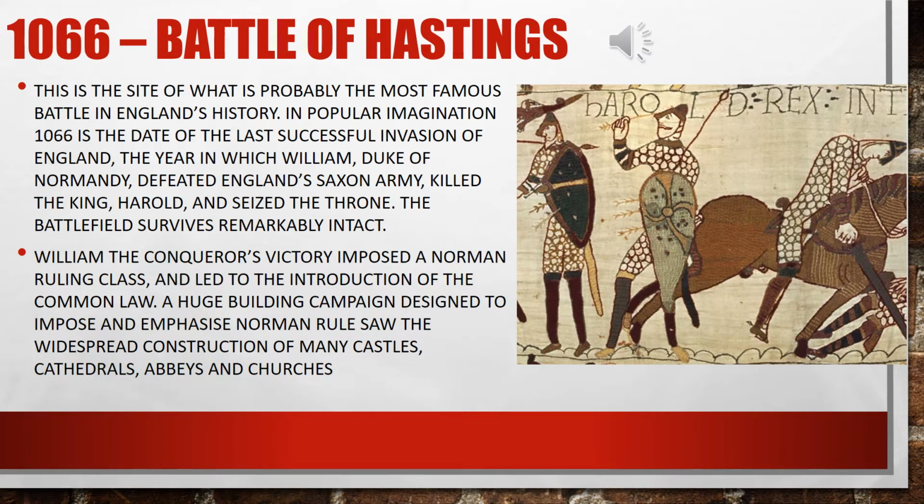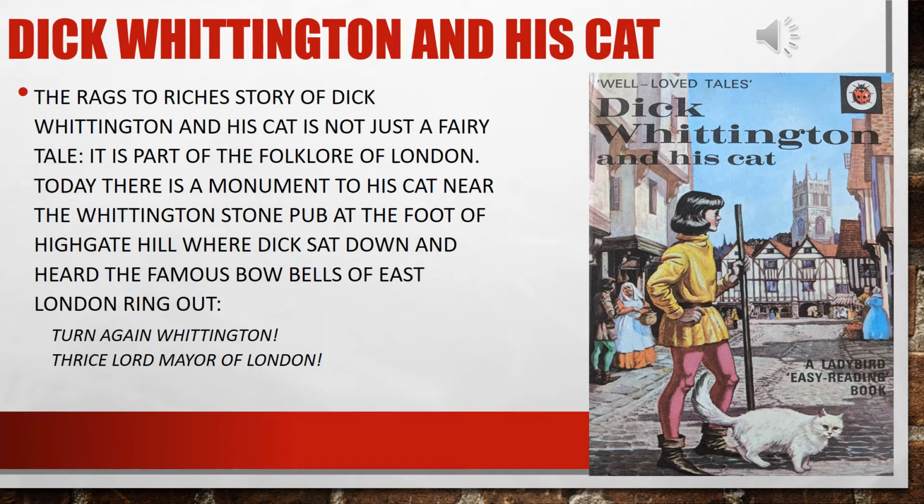So 1066 refers to the Battle of Hastings, as you might have known from your history lessons, and it was probably one of the most famous battles in England, and it kind of celebrates the last successful invasion of England. And William the Conqueror was the victor, and that's where we get our Norman ruling class. So it celebrates a significant battle in our history.